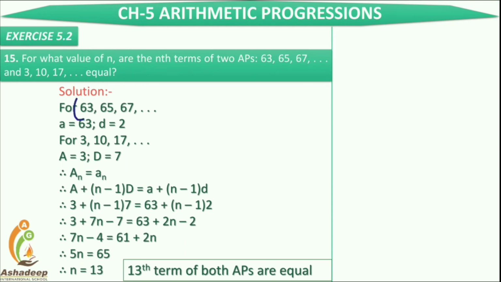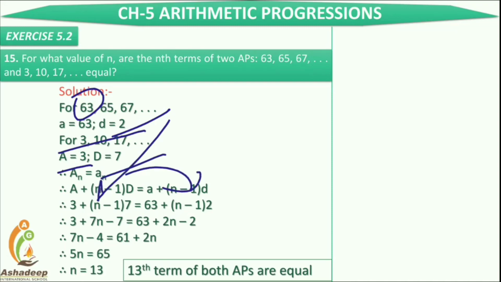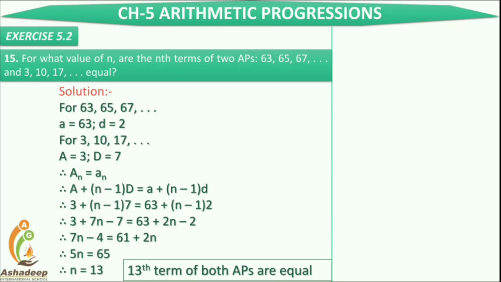यहाँ पर a कितना है तो भाई 63, d कितना है तो 2, सिमिलर इसमें a कितना है तो 3 एंड d कितना है तो 7. अब इसकी वैल्यू यहाँ पे रखो, इसकी वैल्यू यहाँ पे रखो, राइट? एंड n को ऐसे ही रहने दो. अब n वाले टर्म्स को एक साइड कर दो तो 2n इस साइड आएगा तो माइनस, राइट? तो 5n हो गया, बाकी के सारे टर्म्स को इस साइड ट्रांसफर कर दो. So if you will solve this you will end up with 5n is equal to 65, hence n is equals to 13. So 13th term of both the APs are equal.